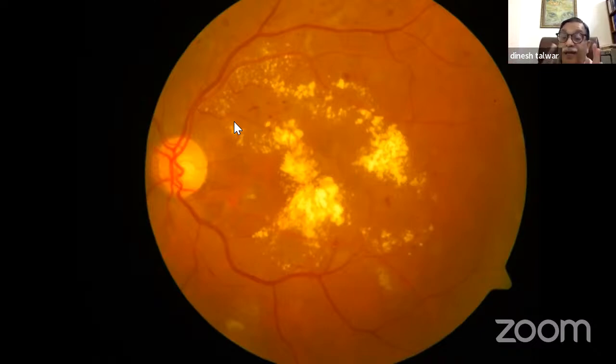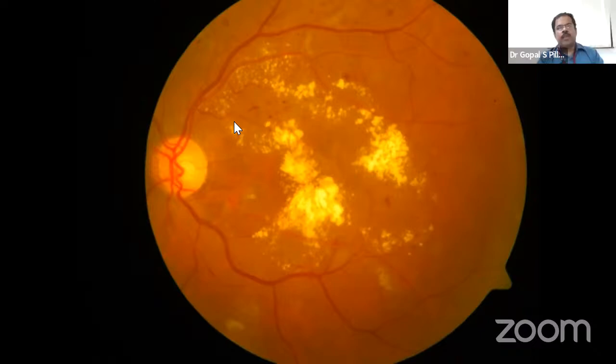The chance of very severe NPDR going to PDR is 75% in 1 year. And we're talking of 1 year. And progression to high-risk PDR is 45%. This is for very severe NPDR.